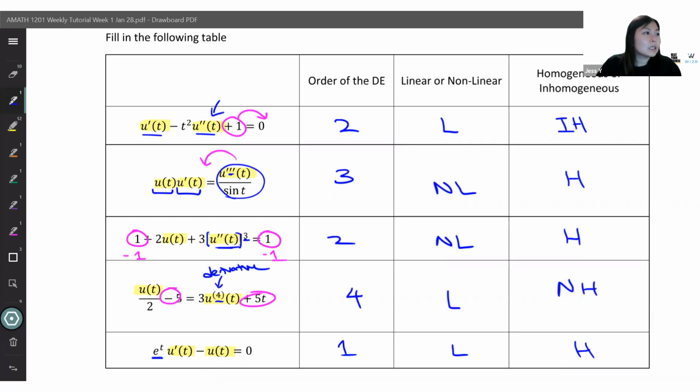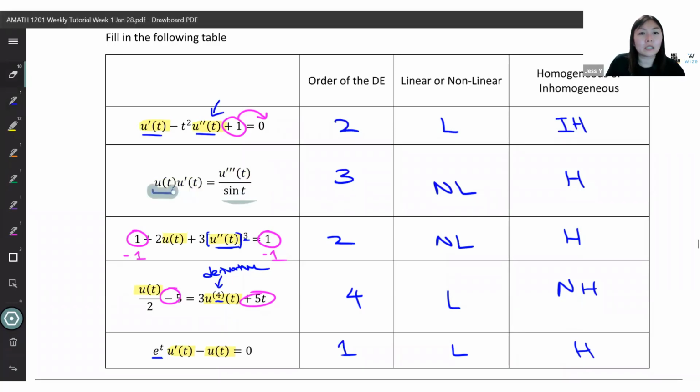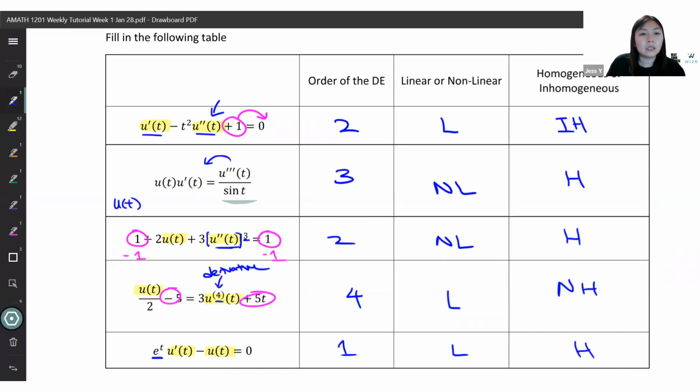Okay, why is the second one non-linear? Okay, yeah, this one. I'm going to erase some stuff and actually rearrange it so we see it more clearly. So if I rearrange it, moving this term over, I get u t times u prime t minus the third derivative divided by sine t equals 0. So it does equal 0, so it is homogeneous.